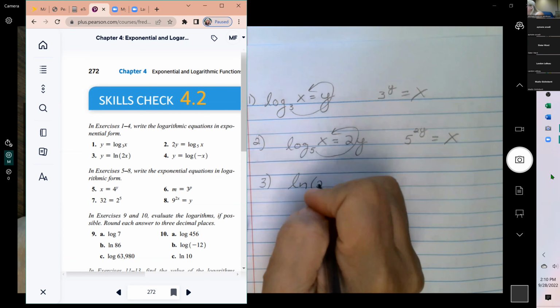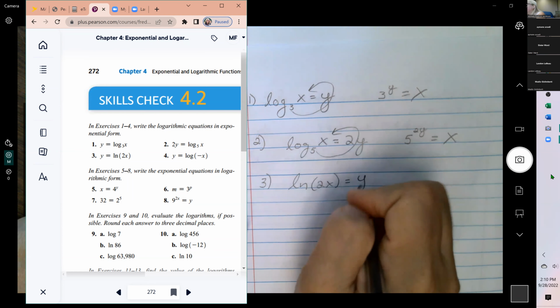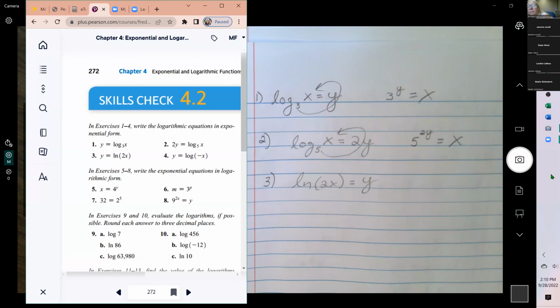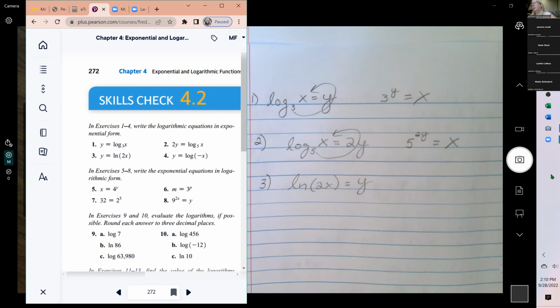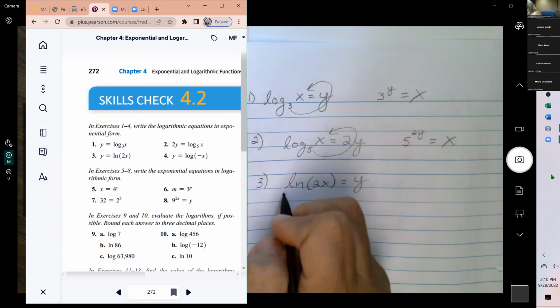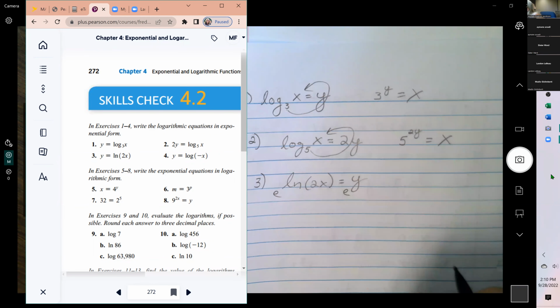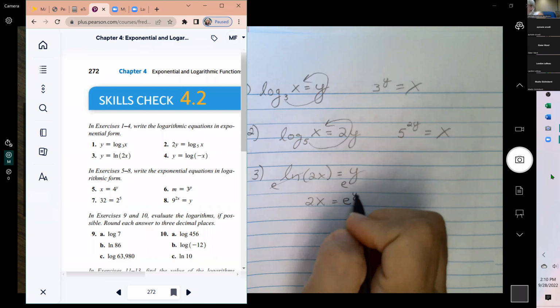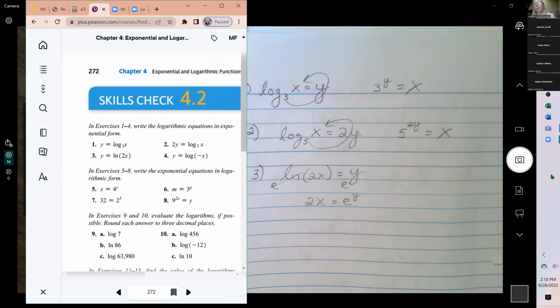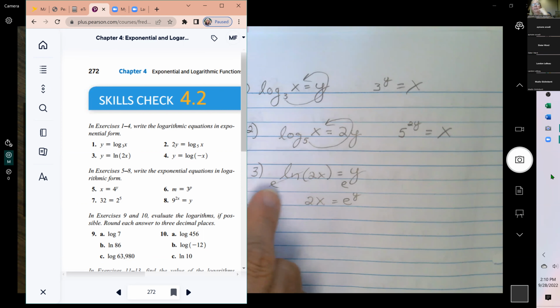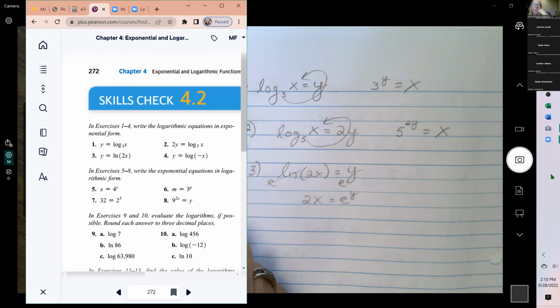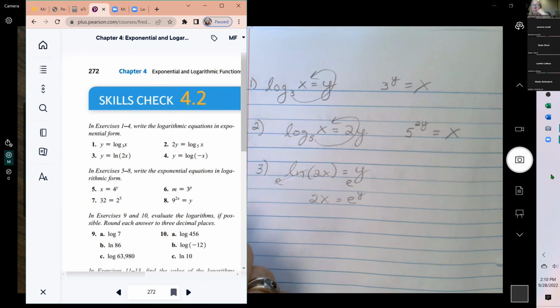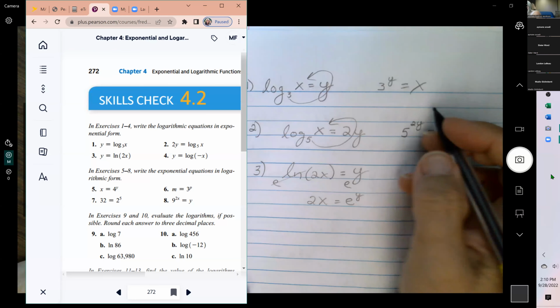ln of 2x equals y. Now for the natural log, I think it's easier to just take e of both sides rather than trying to remember the formula that I had given you. If you take e of both sides, these cancel. 2x equals e to the y. Because the natural log and the exponential function are inverses. So when I have a natural log or an exponential, I just take the opposite one of both sides. Any questions on that?